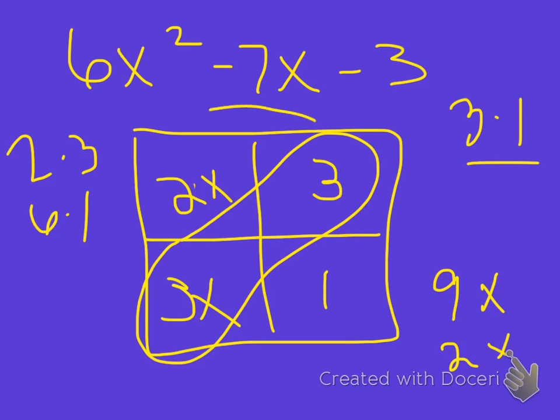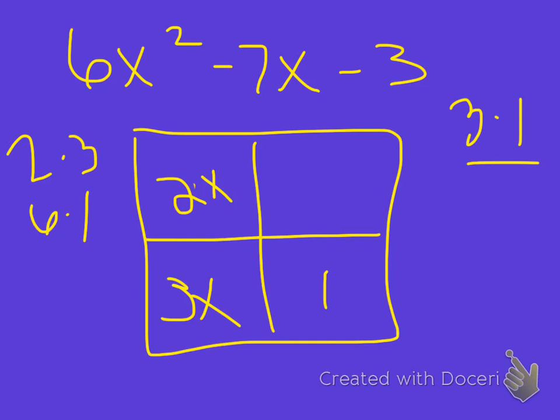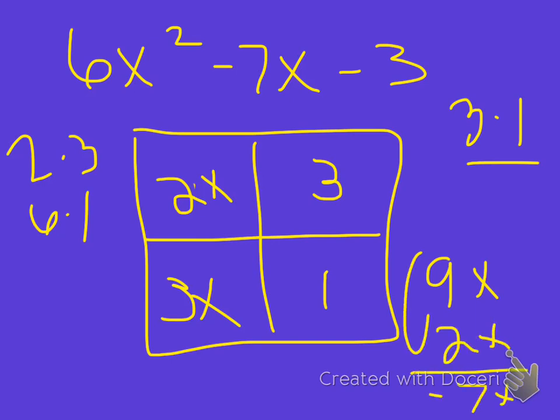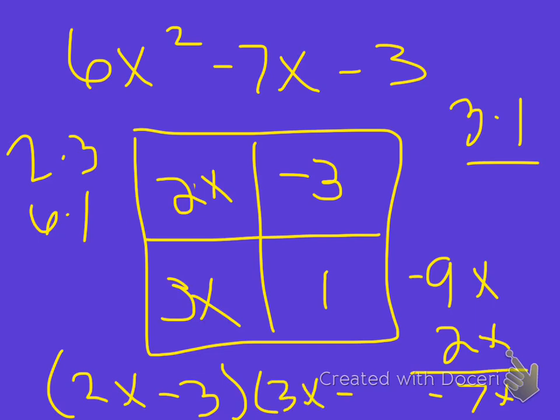And do we want a +7 or a -7? Oh, a -7. So I did this. Oops. So we had 9x and 2x. We want a -7 to end with. So which of these has to be negative? The 9. For the 9 to be negative, what has to be negative up here? The 3. Okay. So 2x minus 3 and 3x plus 1.